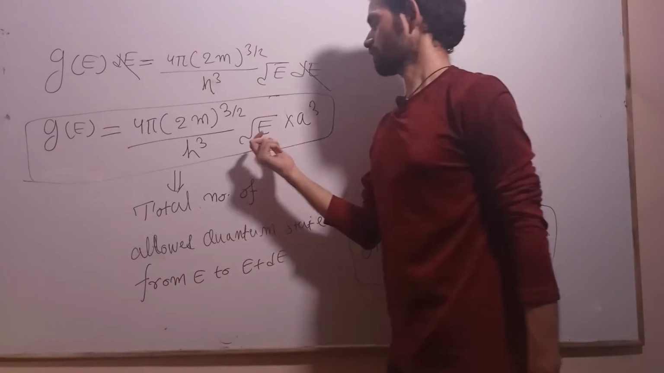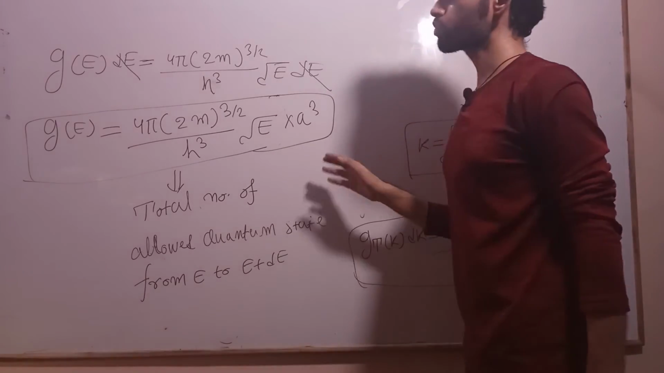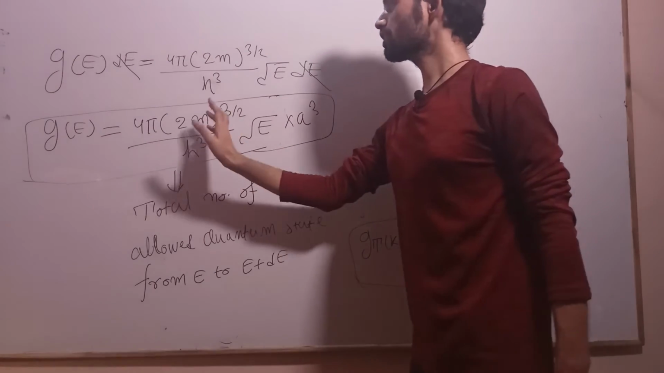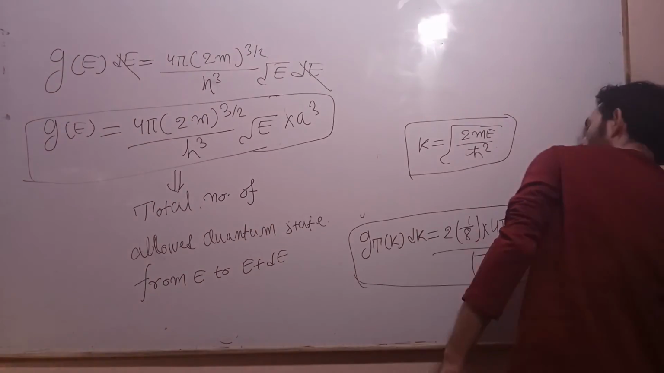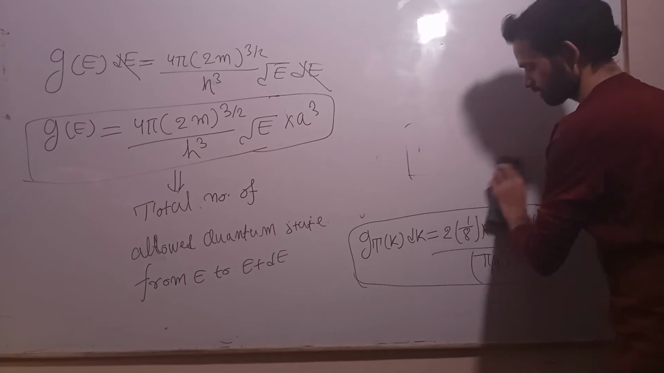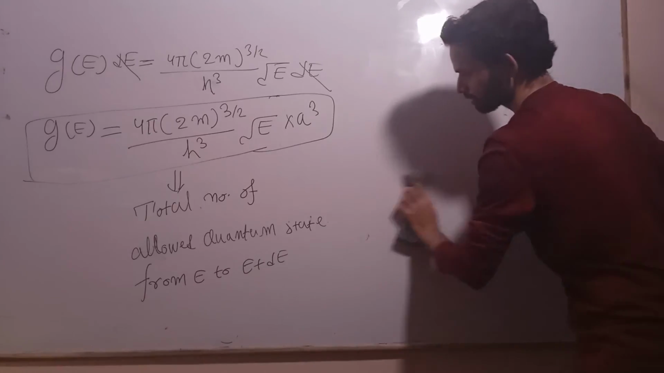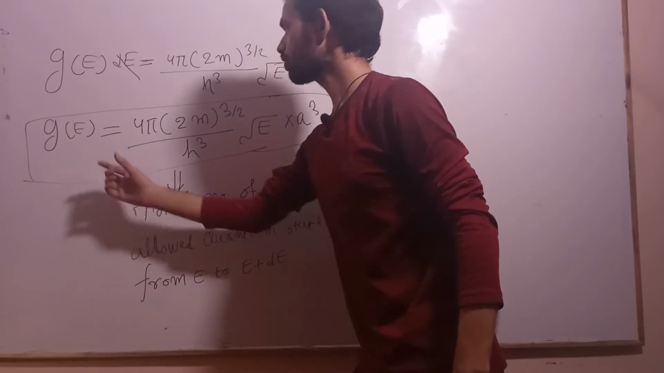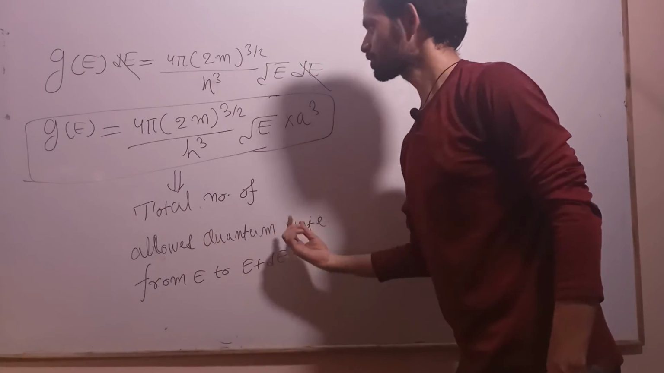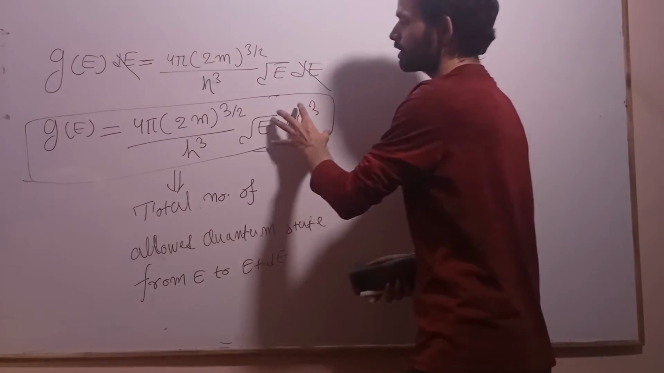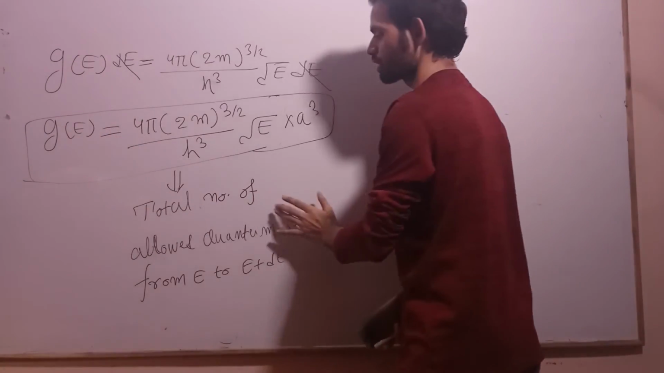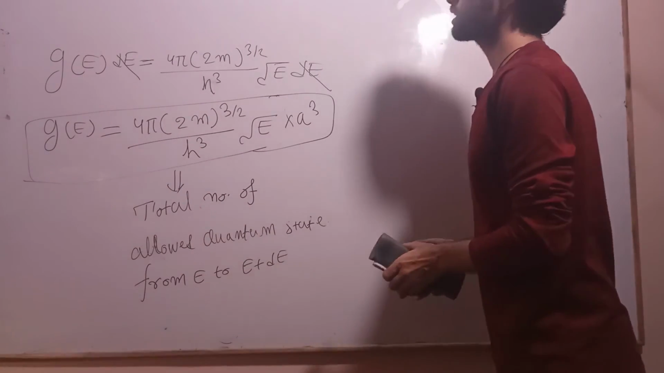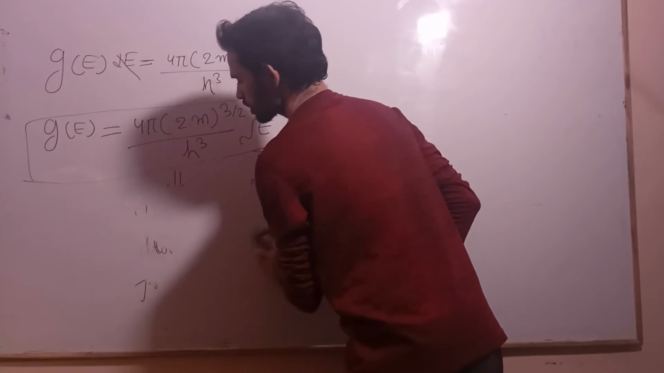Now, if I divide this by volume, we will get density of states, density of allowed quantum states. So finally, this is the total number of allowed quantum states from E to E plus dE. If we divide this total number of allowed quantum states by volume, then we will get the density of allowed quantum states.